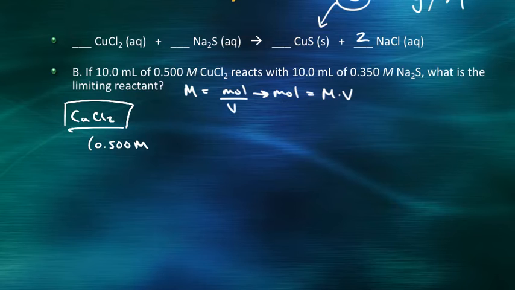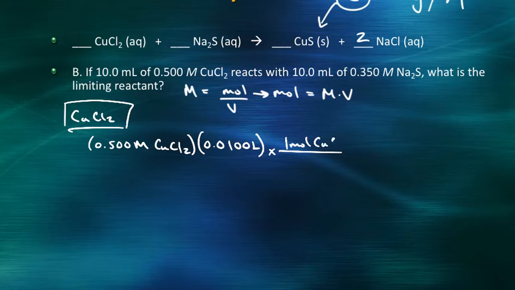0.500 molar CuCl2, multiply that times a volume. Now the volume has to be in liters, so make sure we're careful here with that. We're then going to multiply times a mole ratio of what we're looking for. We're looking for CuS over what we started with, and that is a 1/1 ratio.